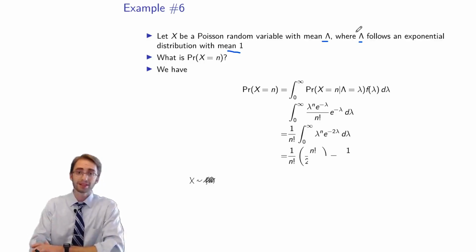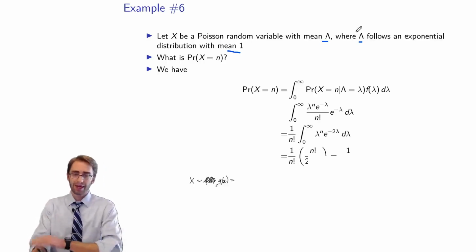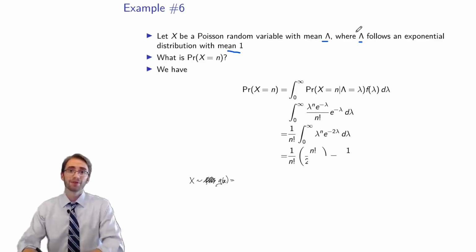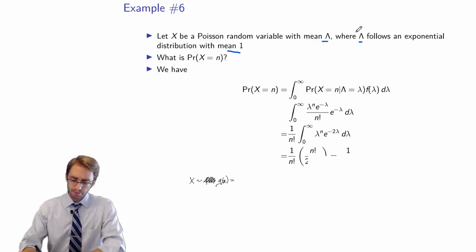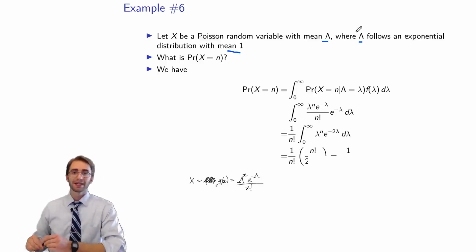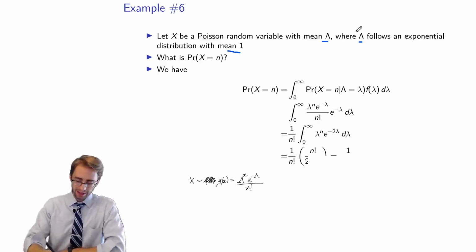Okay, g of x is the PMF for x, and if you go back to the table and look up the formula for a Poisson distribution, you see that's going to be big lambda to the capital X times e to the minus lambda, all divided by x factorial, like that. And then f of lambda, and this is the weird part now, right? Lambda follows an exponential distribution with mean 1.